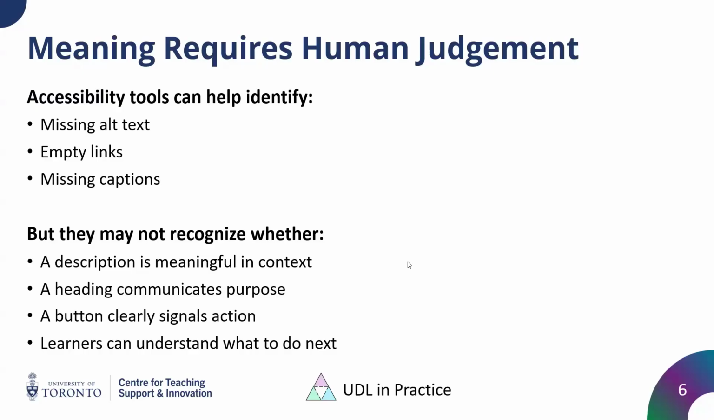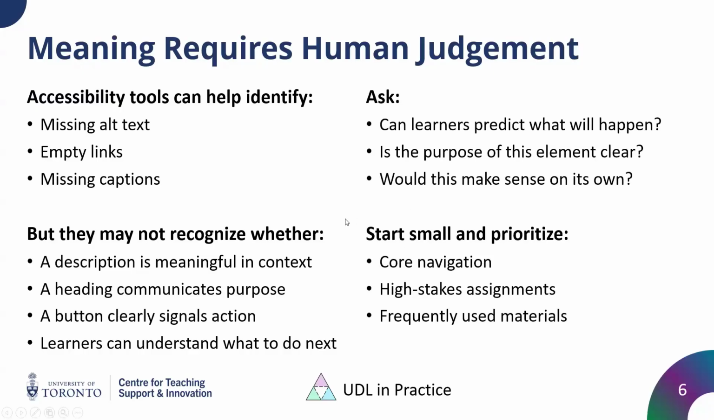So how do you help yourself enhance meaning? You can ask yourself, can my learners and users predict what will happen? Is the purpose of the element actually clear? And does it make sense on its own? When I take that heading out of context, would I still know that, oh, this page is about week 4, research and evidence? And the way to do this is really start small and prioritize.